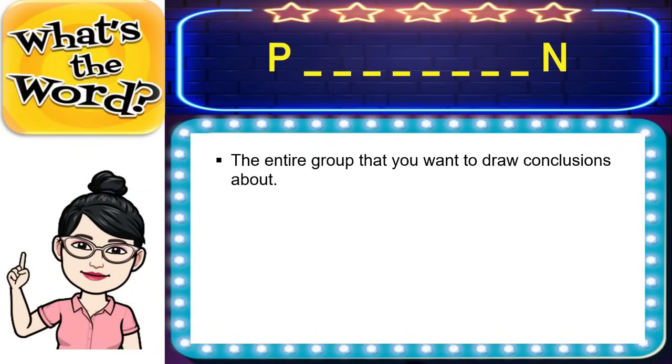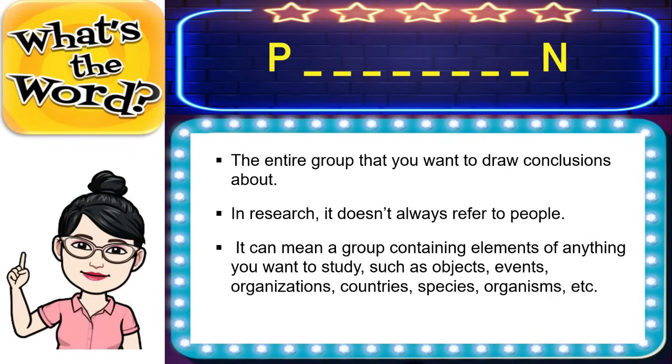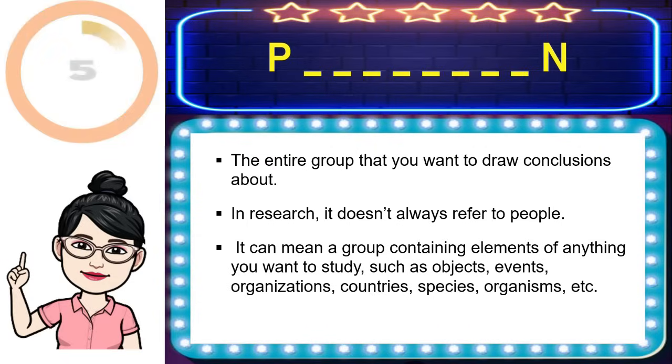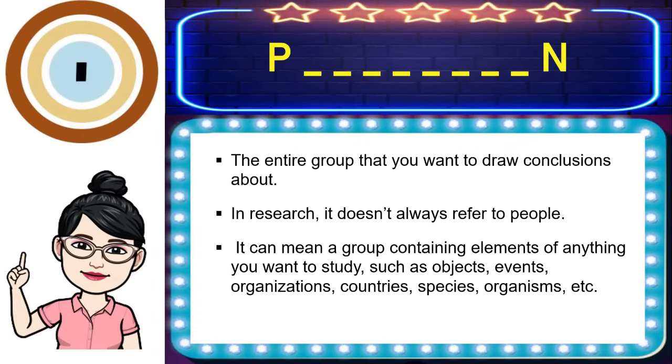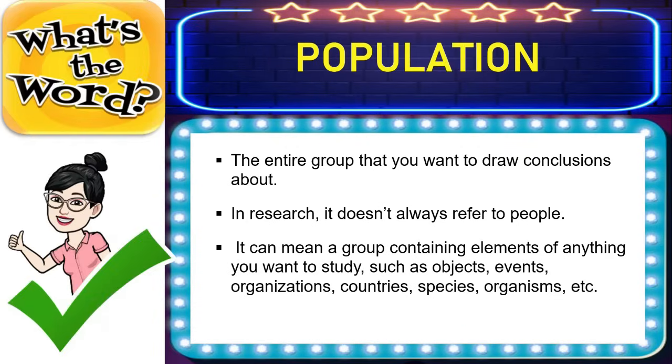Next, this word means the entire group that you want to draw conclusions about. In research, it doesn't always refer to people. It can mean a group containing elements of anything you want to study, such as objects, events, organizations, countries, species, organisms, and others. The word is population.